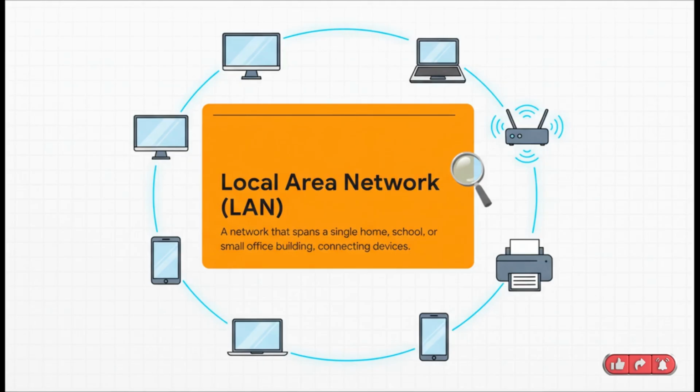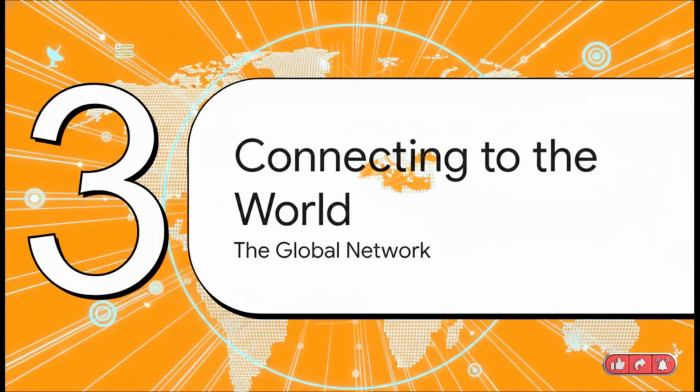This is your home Wi-Fi network, or the network at your school or office. It covers a small, single area, like one building, and connects all the devices inside it so they can communicate with each other. But what happens when we want to connect beyond just our own building? How do we connect our computer to another one on the complete opposite side of the planet? Well, that's where we have to scale up from local to global.